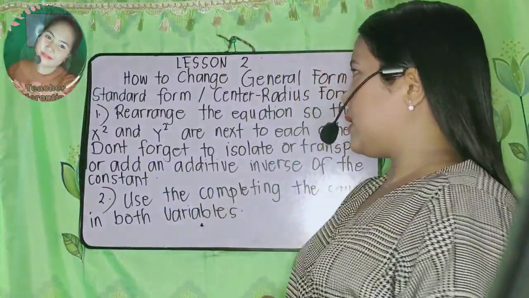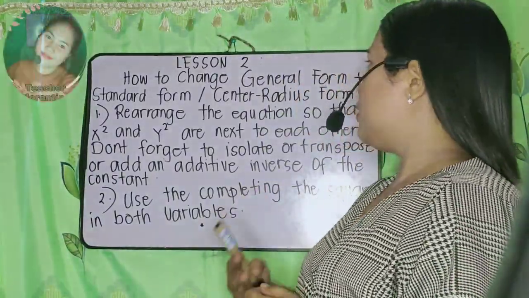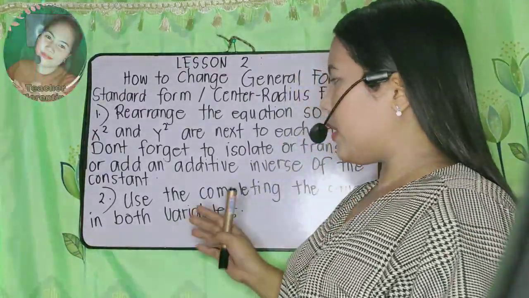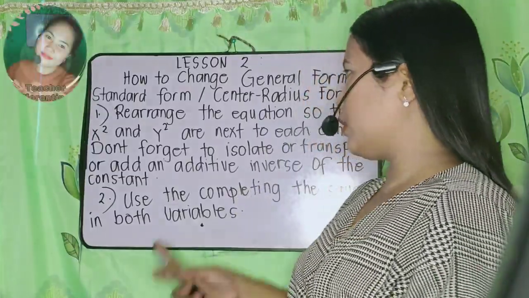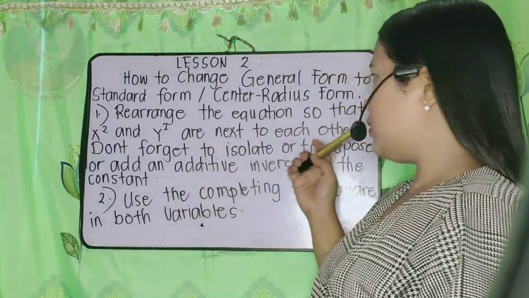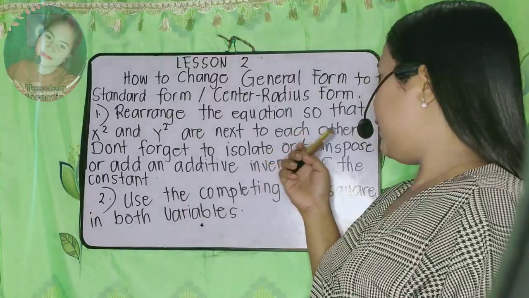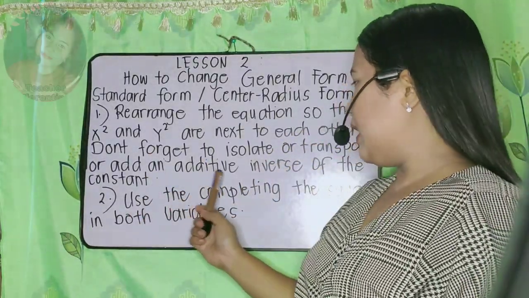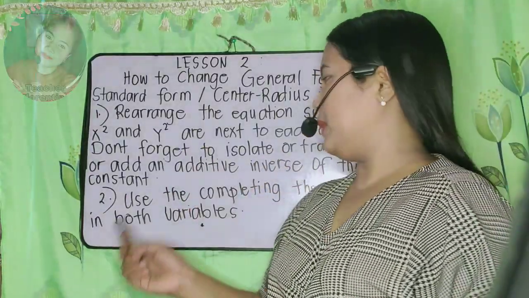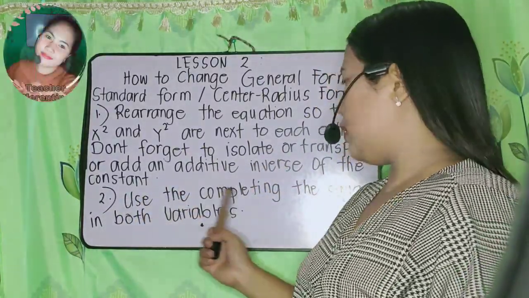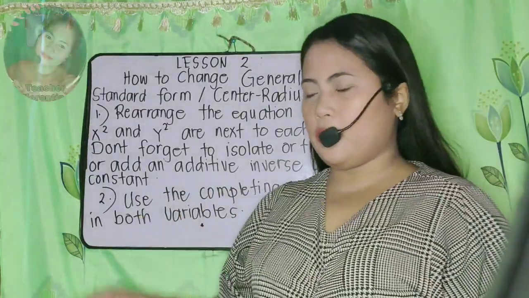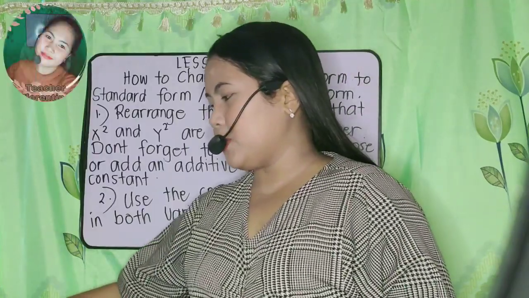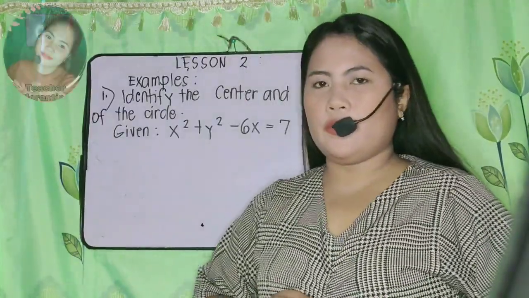Okay, so we're going to discuss lesson 2, how to change general form to standard form or center-radius form. We have 2 steps to be followed. First, we're going to rearrange the equation so that x and y are next to each other. Don't forget to isolate, or transpose, or add the additive inverse of the constant. Second, we're going to use completing the square in both variables. Don't forget to follow these 2 steps. So let's proceed to our first example.